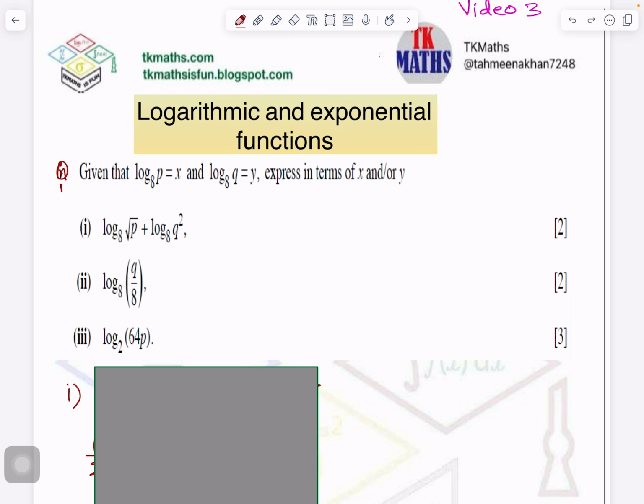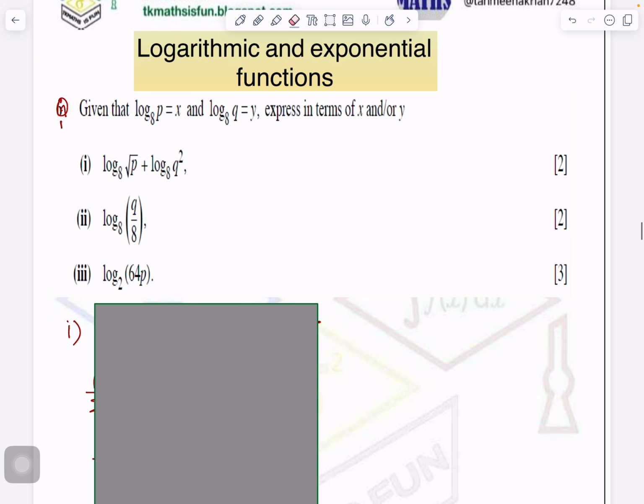The number 1, what do I see here? That root p can be written as p power half, right? And then it will come here as a multiplier. Similarly, 2 will come here as a multiplier. So you understood what we will do. I'm trying to give you a hint. Now I will show you how to do it stepwise. There is only one hint, that root will be power half. So let's see here.